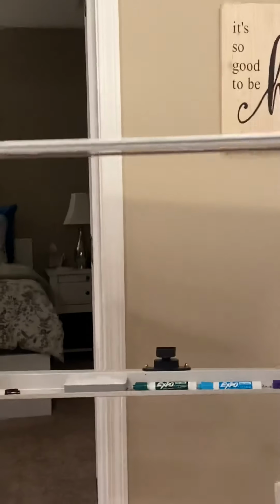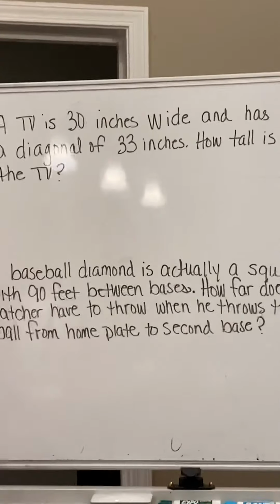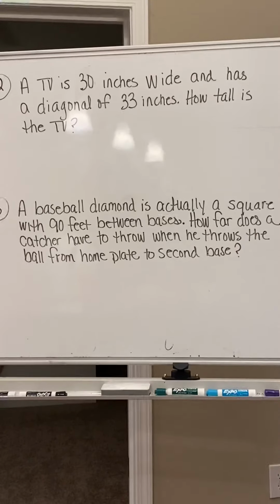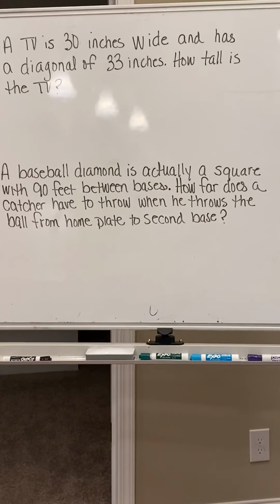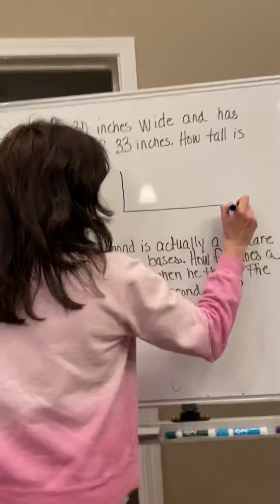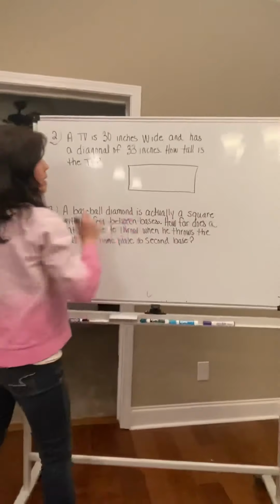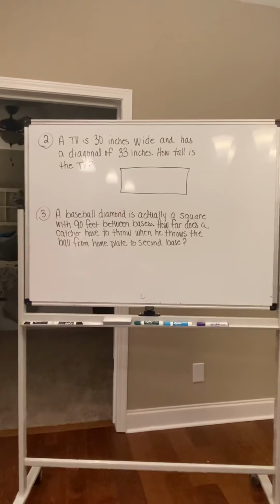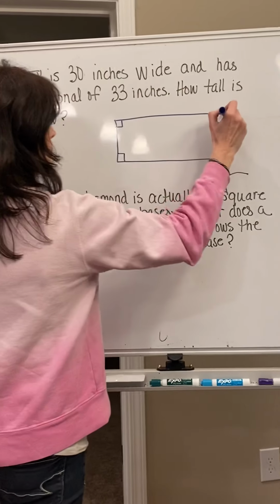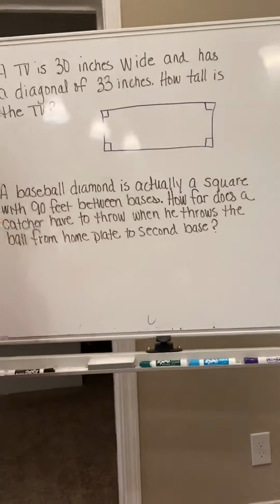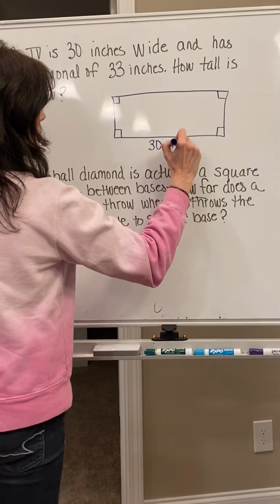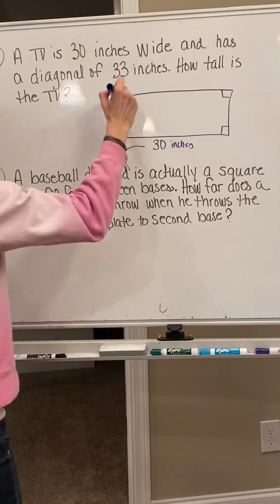All right, number 2. A TV is 30 inches wide and has a diagonal of 33 inches. How tall is the TV? Now, most TVs are in the shape of a rectangle. And if you remember, the definition of a rectangle is that it has 4 right angles. So here's what it says, that it is 30 inches wide, so that's going to be this amount. And it says it has a diagonal of 33 inches.